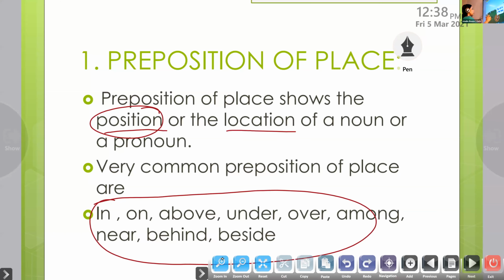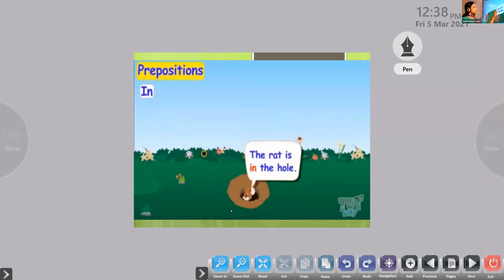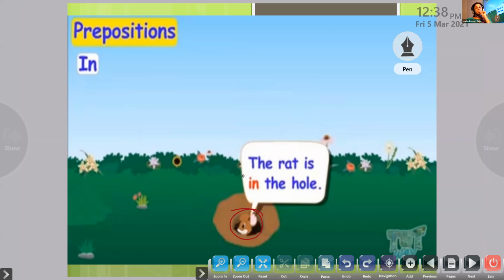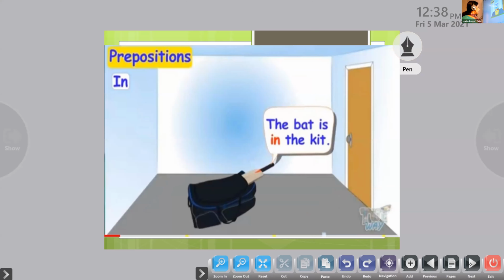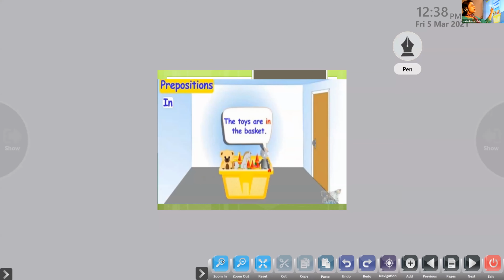So you can know the position of the rat. What is the position of the rat here? The rat is in the hole. So in is a preposition which tells us the position of the rat. Where is the bat? The bat is in the kit. Where are the toys? The toys are in the basket.